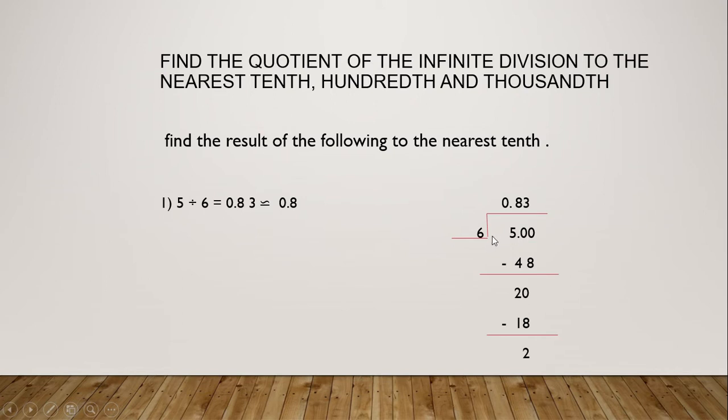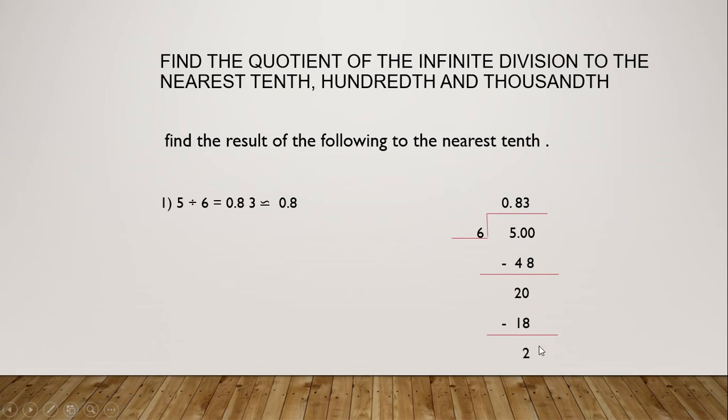Then 50 divided by 6, what in the table of 6 equals 50 or closest? 8. 8 times 6 equals 48. Subtract: 50 minus 48 equals 2. Then drop the next 0. 20 divided by 6, what in the table of 6 equals 20 or closest? 3. 3 times 6 equals 18. 20 minus 18 equals 2.